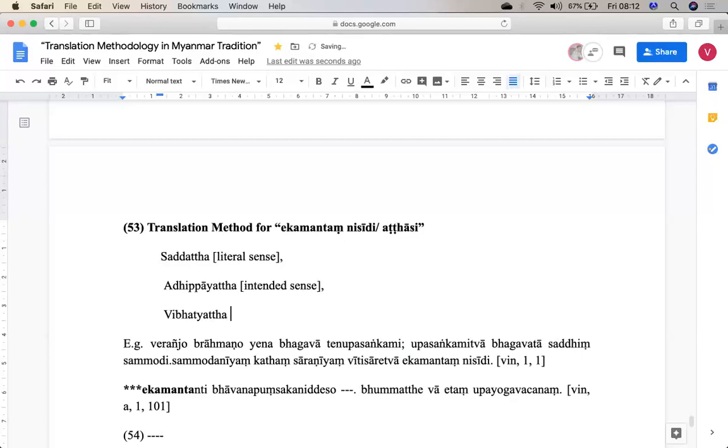And also the last one is vibhattattha, the sense based on case ending. So the sense in accordance with case ending, vibhattattha.